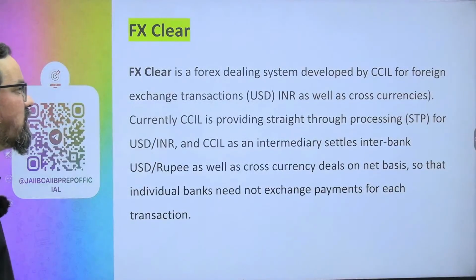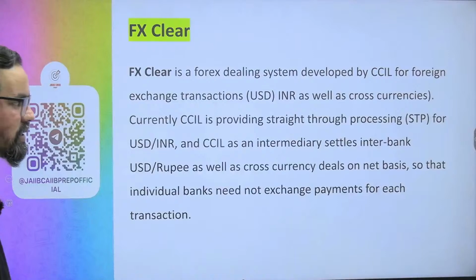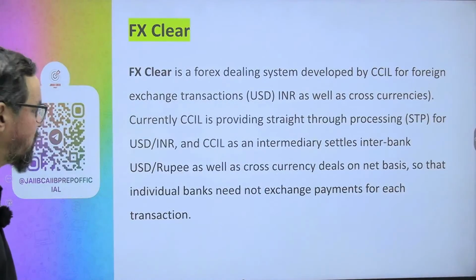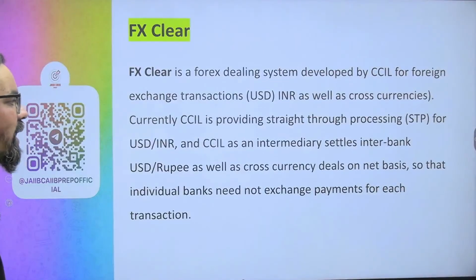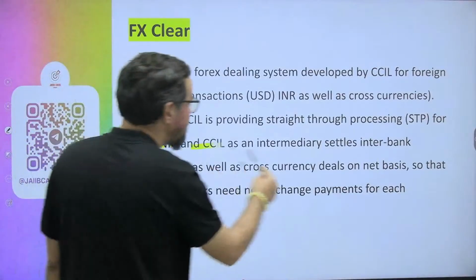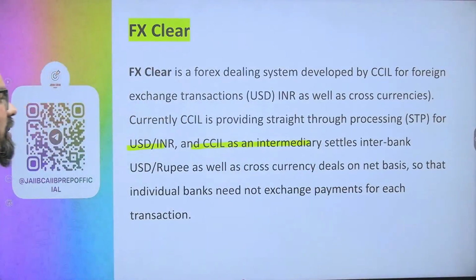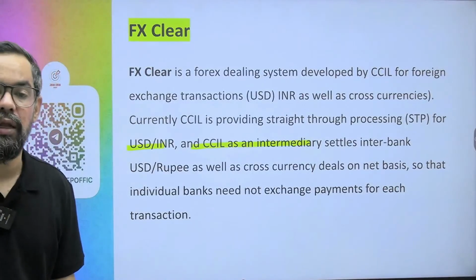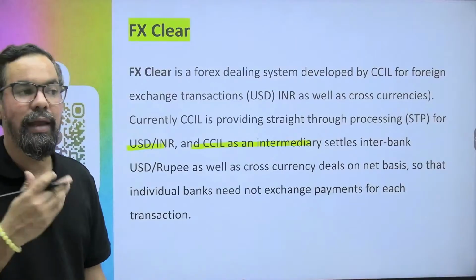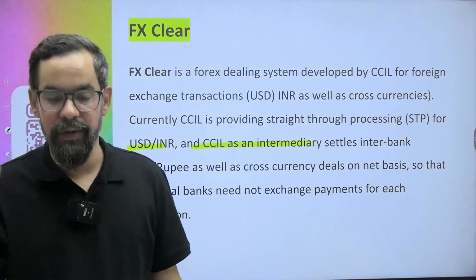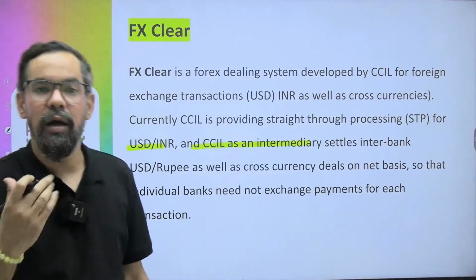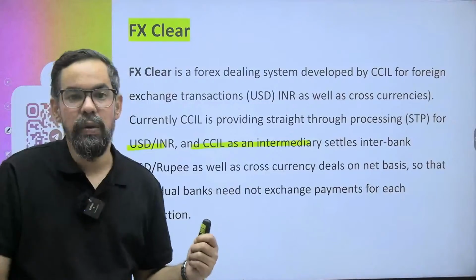Forex Clear is a forex dealing system developed by CCIL for the exchange transaction USD INR as well as cross currencies. CCIL is providing straight through processing for the USD INR, and CCIL as an intermediary settles interbank USD INR as well as cross currency deals on a net basis. It is something like, let's say in government securities you are dealing with the NDS system, and Forex Clear is a similar kind of platform for the USD INR currency pair.